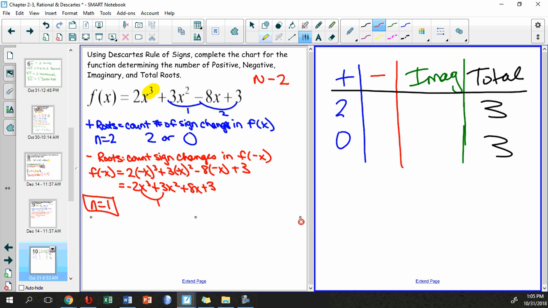Now, with that said, how many negative roots will I have? 1 both times. So if I have a grand total of 3, but of those 3 roots, 2 of them are positive and 1 of them is negative, how many does that need to be imaginary? None. If I have 0 positive and 1 negative, how many does that leave to be imaginary?